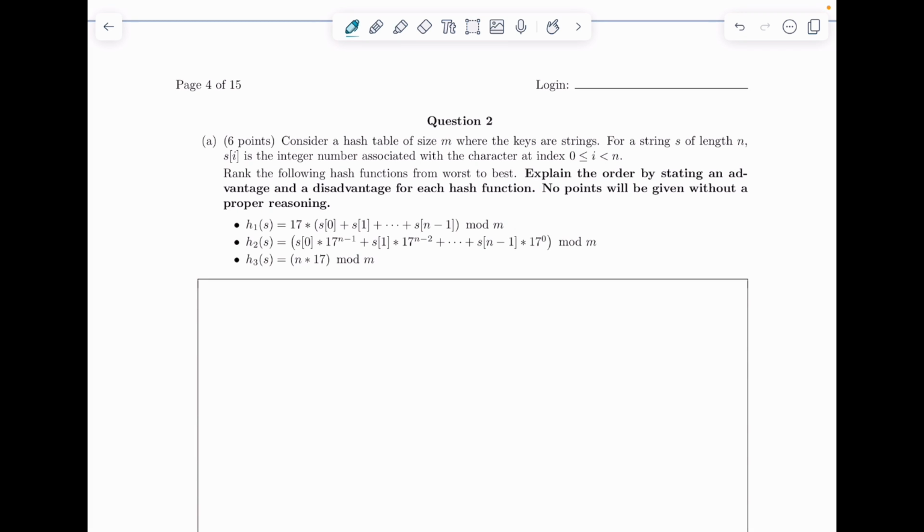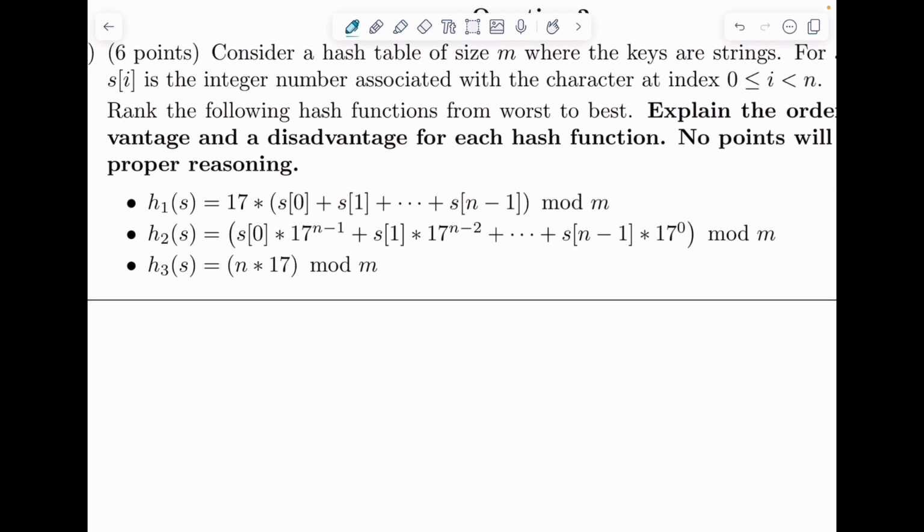Question 2. Consider a hash table of size m where the keys are strings. For a string s of length n, s at i is the integer number associated with the character at index i. Rank the following hash functions from worst to best. So we're looking at these three here.